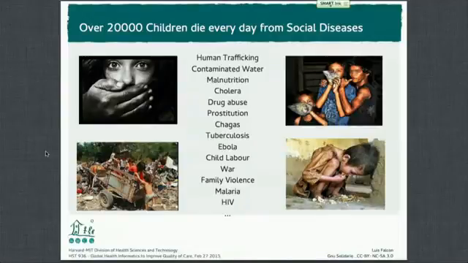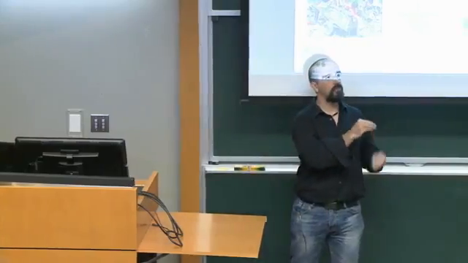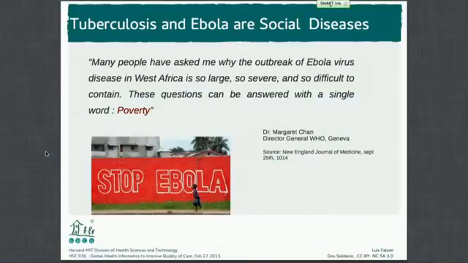Social diseases are diseases that come from the socioeconomic conditions, from the lack of empathy of people, and affect the most needy. I was reading the New England Journal last year on a trip, and this sentence of Dr. Chan struck me. When she was asked by people why the Ebola outbreak in West Africa was so devastating and so difficult to contain, the answer was a single word: poverty.